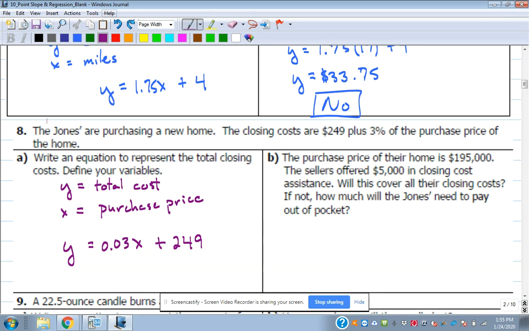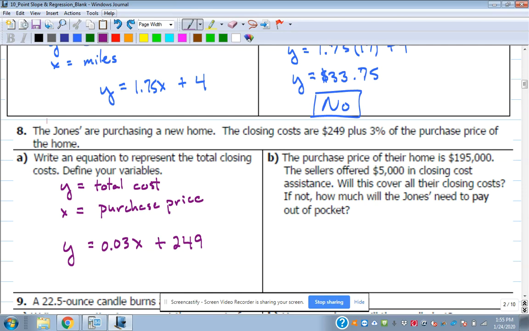All right. Now, B part says, okay, let's use that equation that you made. It says the purchase price of the home is $195,000. So a pretty fair home there. That's a pretty good sized place, probably. And the sellers offered $5,000 in closing cost assistance. Will this cover all of their closing costs? If not, how much will the Joneses need to pay out of their pockets?